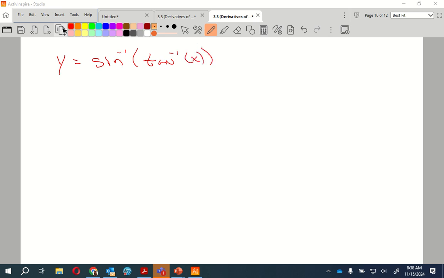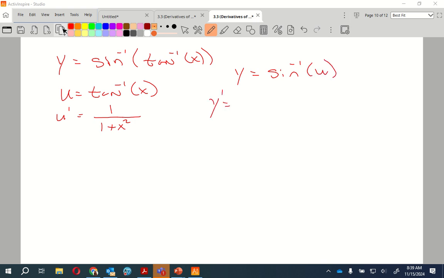Okay. Let's go ahead and we're going to say my u is that inverse tan. U prime is going to be 1 over 1 plus x squared. Y equals inverse sine of u. Y prime is equal to 1 over square root of 1 minus u squared times u prime.